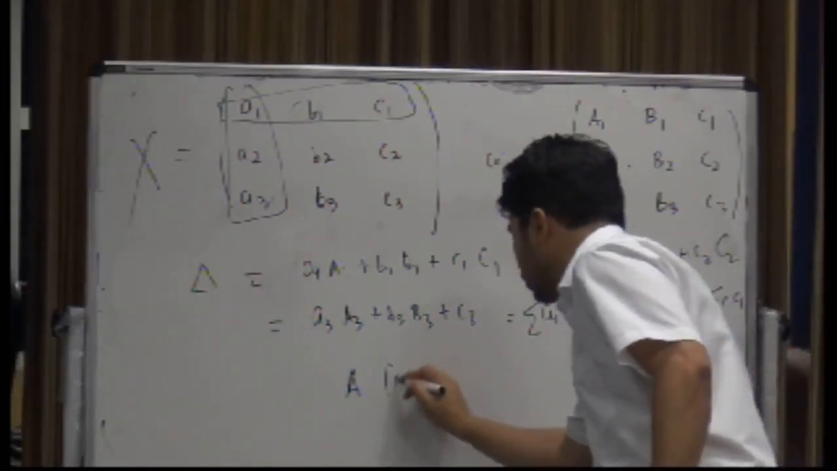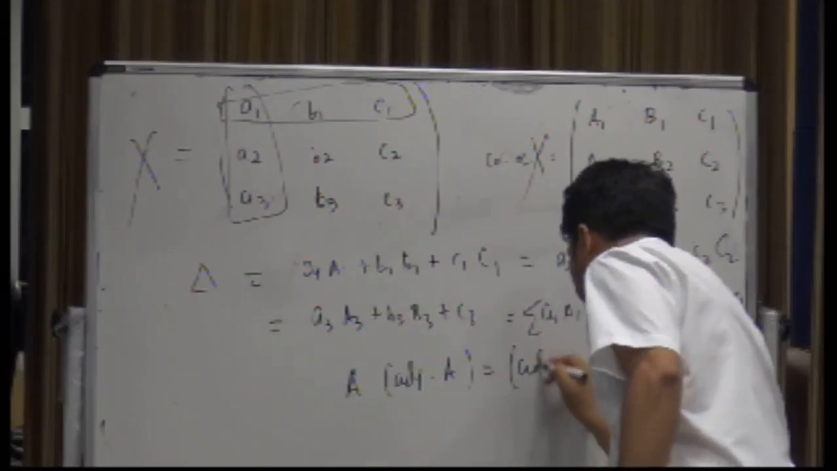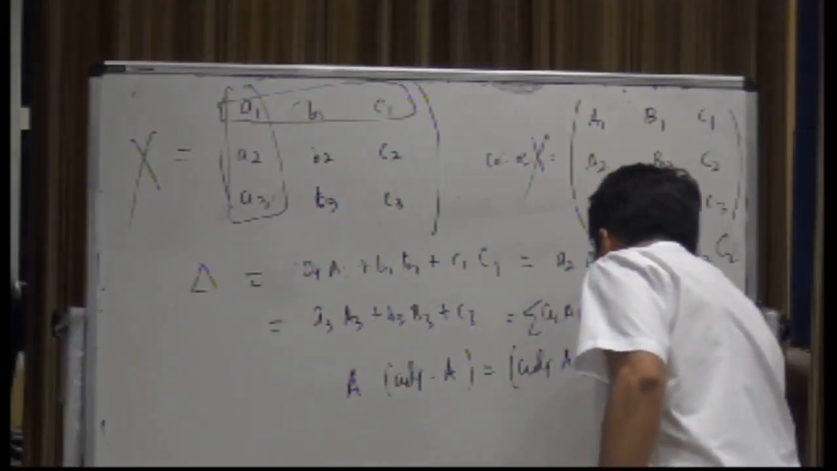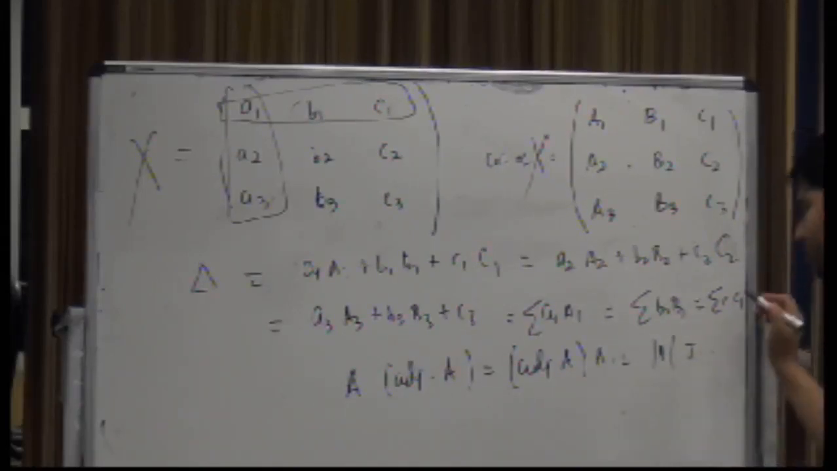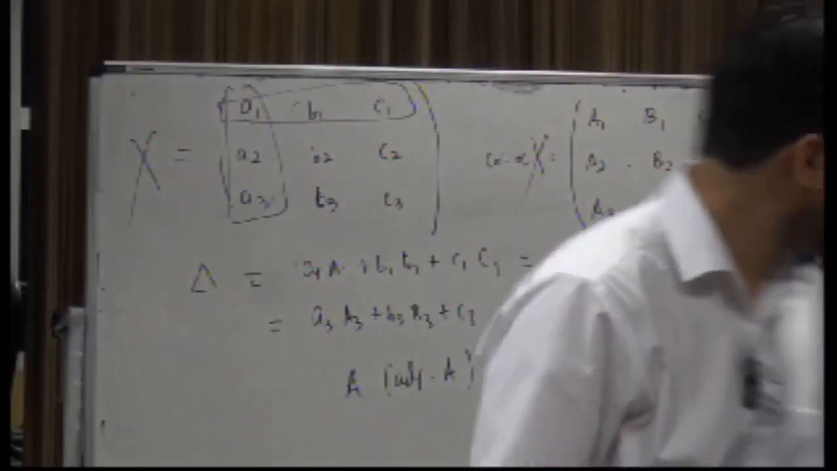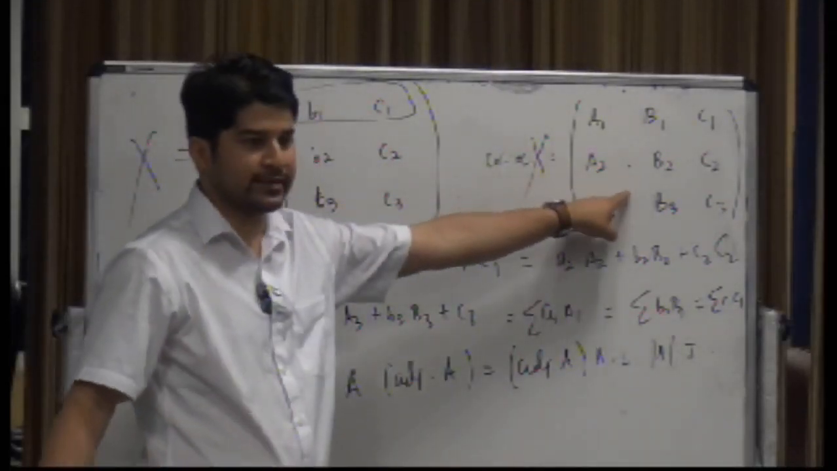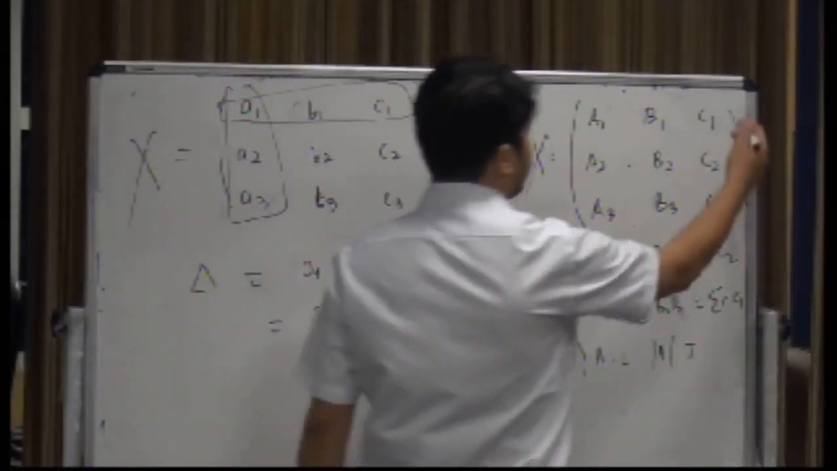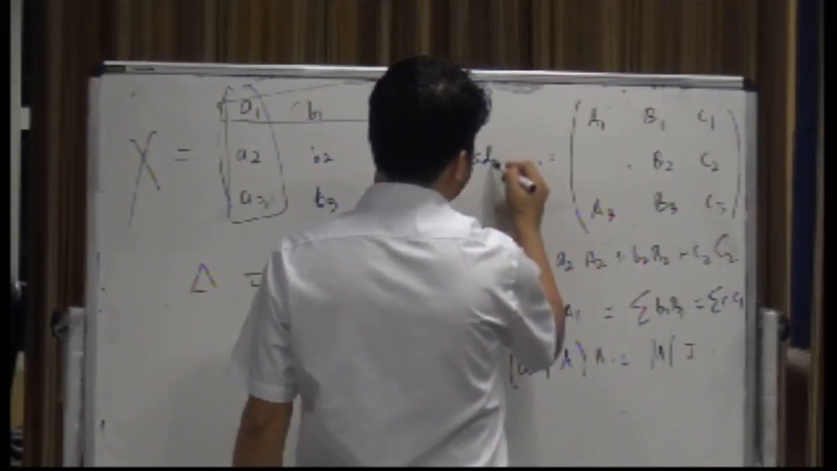A into adjoint of A, or adjoint of A into A, is equal to mod A I. Everybody got this answer or not? Do I have to explain it? Explain kar do. This is coefficient matrix A. I'm going to take a transpose. So क्या बन जाएगा? So I'm going to create adjoint A.